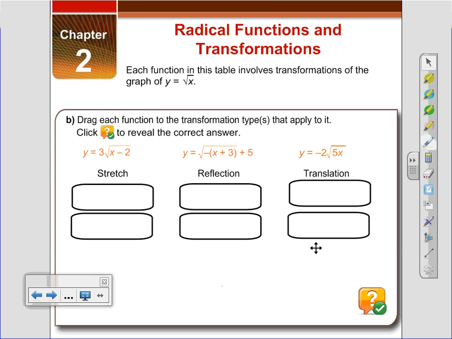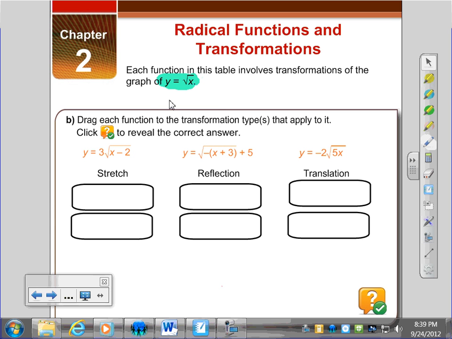We can see that each function in this graph is related to the graph y = f(x), or y = root x. And so the question is, how would the graph change? What we're asked to do is to determine which one of these show a stretch, which show a reflection, and which show a translation.